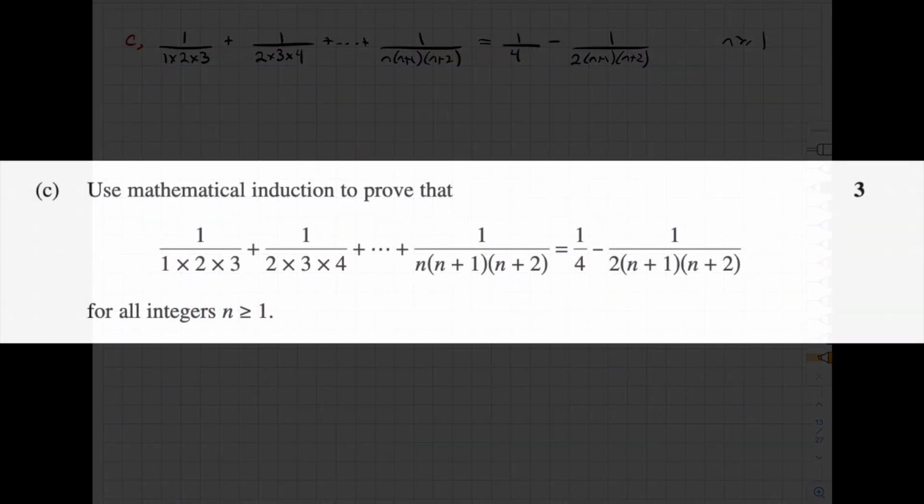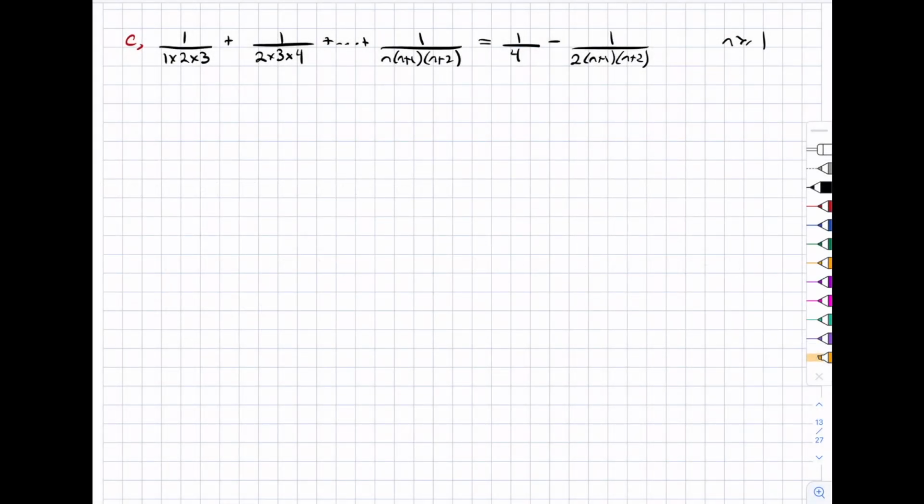Part C says, use mathematical induction to prove that 1 over 1 times 2 times 3 plus 1 over 2 times 3 times 4 plus all the way up to 1 over n times n plus 1 times n plus 2 equals a quarter minus 1 on 2 times n plus 1 times n plus 2. And we want to prove this for all integers n greater than or equal to 1. So here's the statement that we want to prove.